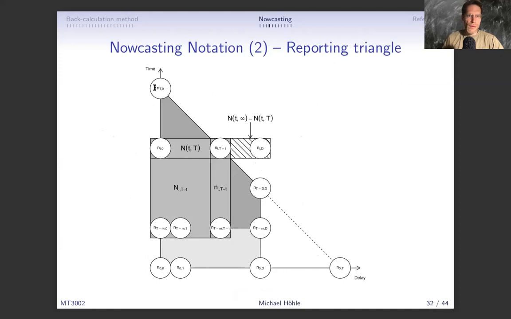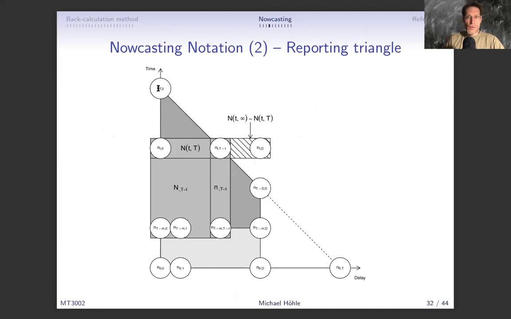You'll be able to see that here. This is the so-called reporting triangle. We have on the x-axis the delay. It will be 0, 1, up to capital D, and then we will ignore whatever is coming. There are no longer delays possible than this. And then we have calendar time up here. So capital T, that's the first component, that's the most actual time point.